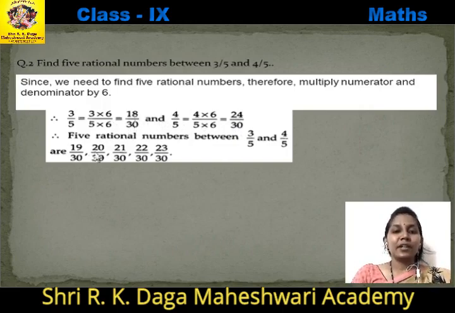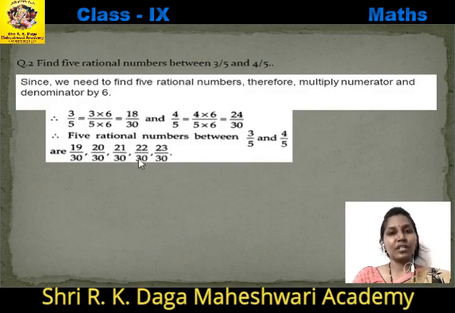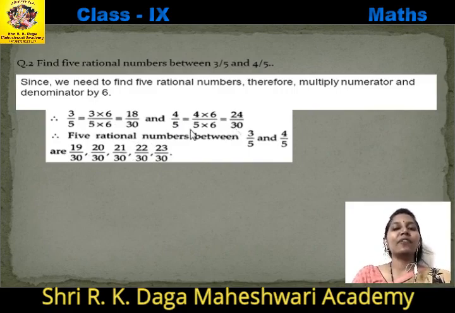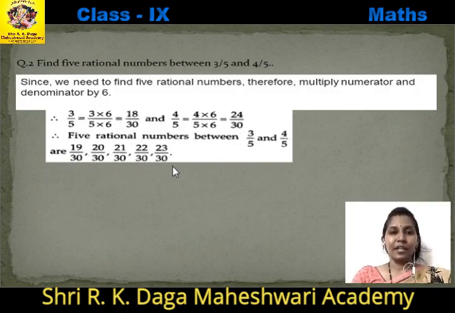After 18 by 30, you have 19 by 30, then 20 by 30, 21 by 30, 22 by 30, 23 by 30. Now these rational numbers are between 18 by 30 and 24 by 30, which is equivalent to 3 by 5 and 4 by 5. So the 5 rational numbers between 3 by 5 and 4 by 5 are 19 by 30, 20 by 30, 21 by 30, 22 by 30 and 23 by 30.